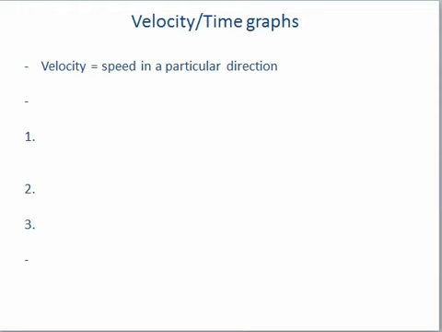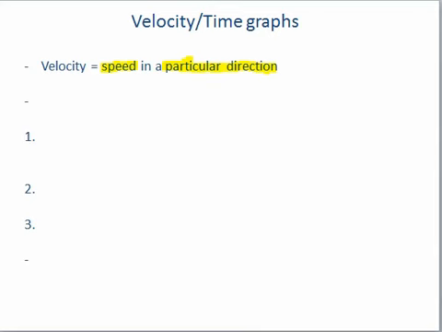Velocity is almost identical in its definition to speed, so speed being how far you can travel in a particular amount of time. However, velocity refers to speed in a particular direction. So it's a slightly more useful term if you're thinking about, for example, a race. So you may well be traveling at a very fast speed, but if you're traveling in the wrong direction, then you're not going to win the race. That's the way I think about velocity.